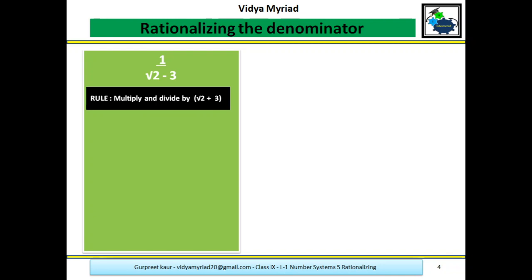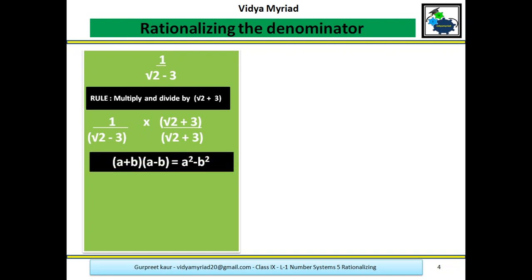Now what happened over here is 1 upon root 2 minus 3 multiplied by root 2 plus 3 upon root 2 plus 3. When I solve this, it will be the expression a square minus b square. If you look into the denominator part, it is a minus b and a plus b. So I can simply put the formula. My answer will come to root 2 plus 3 upon minus 7. I will not keep minus in the denominator. I will multiply and divide by minus 1, or I can simply write minus root 2 plus 3 upon 7.